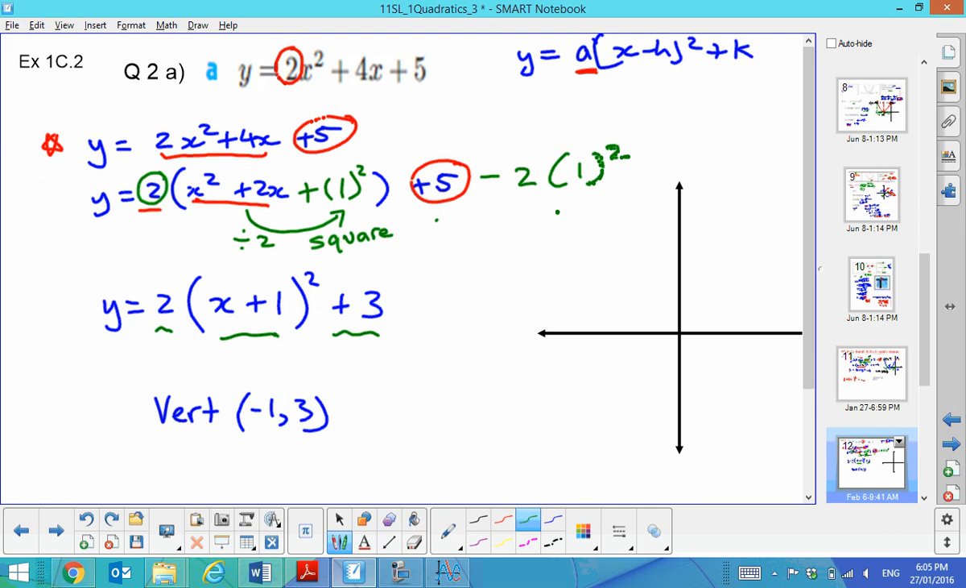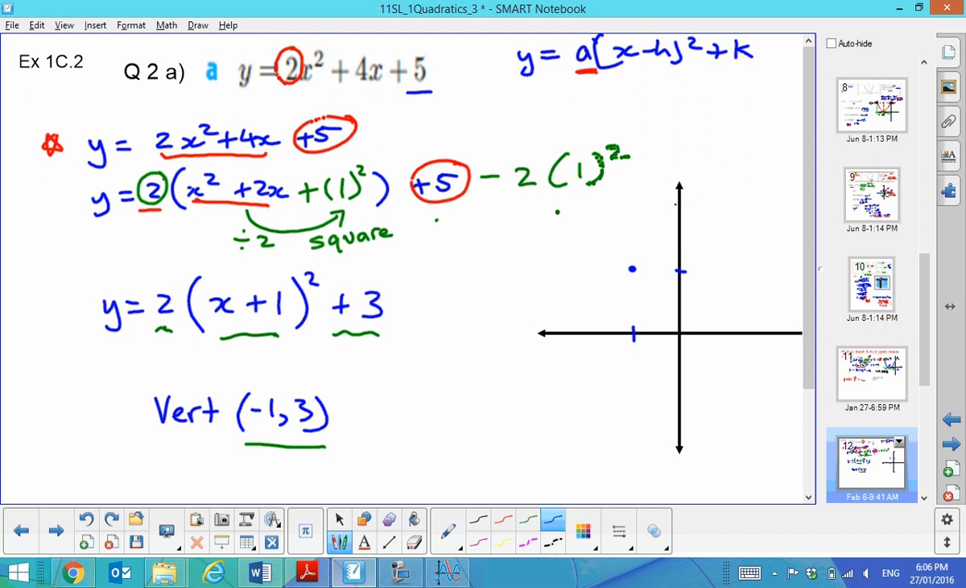So now we've completed the square. Our vertex is at minus 1, 3. And we know from the 2, it's going to be steeper than what it would be normally. So we can sketch that up again. Our vertex at minus 1, 3. Minus 1, 3 is our vertex. The 2 means it's concave up.